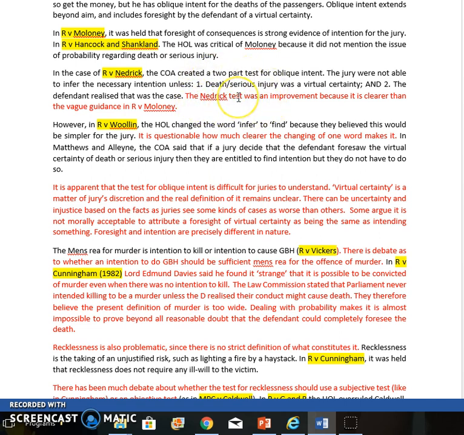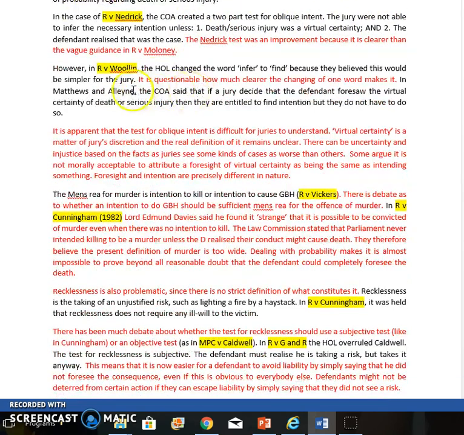In terms of evaluation, the Nedrick test is an improvement on Maloney, which just had this vague, strong evidence statement. So it is an improvement. I think that's a fairly straightforward test for the jury to understand. However, in the later case of Woolin, the House of Lords changed the word infer from this two-part test in Nedrick, and they changed it to the word find because they thought it'd be easier for the jury.